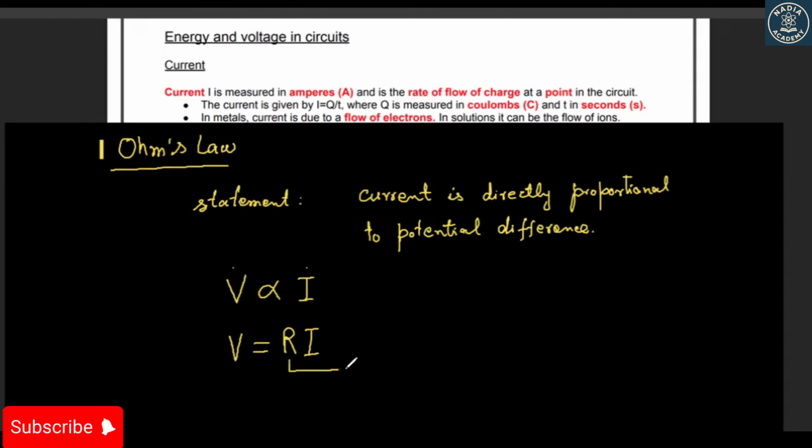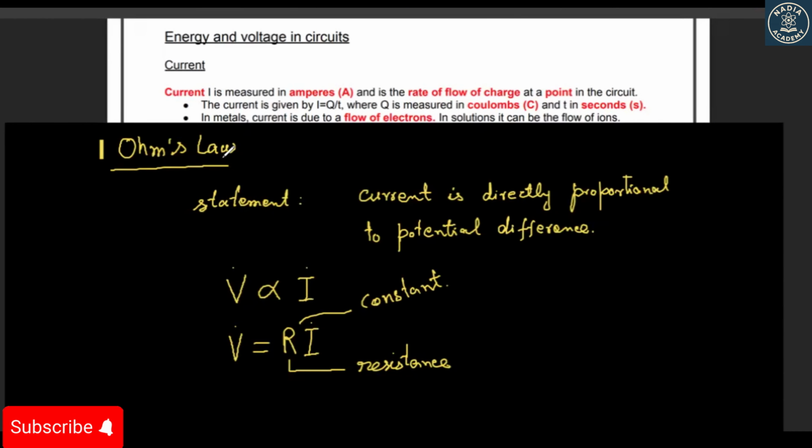Now, here R is what? The resistance. If you remember correctly the words I used, this is also a constant in this equation. This means that when potential difference and current are directly proportional, they are changing with each other, then this resistance must be constant. This resistance must be constant. So if resistance is not constant, then Ohm's law is not there.